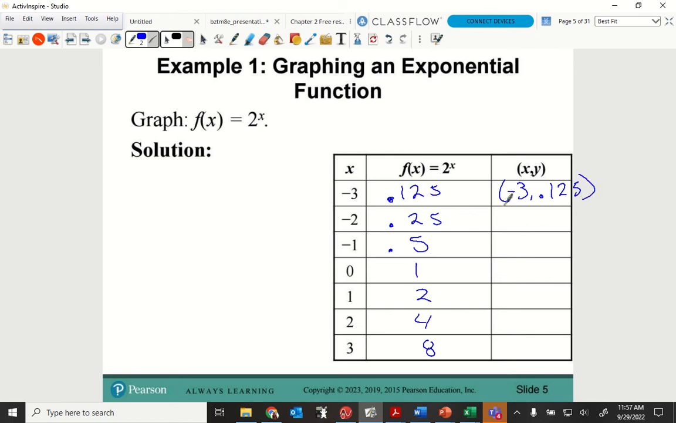So, (-3, 0.125), (-2, 0.25), (-1, 0.5), (0, 1), (1, 2), (2, 4), (3, 8).